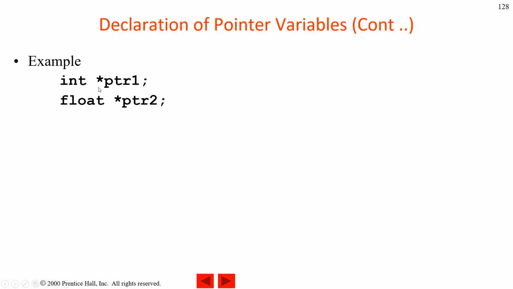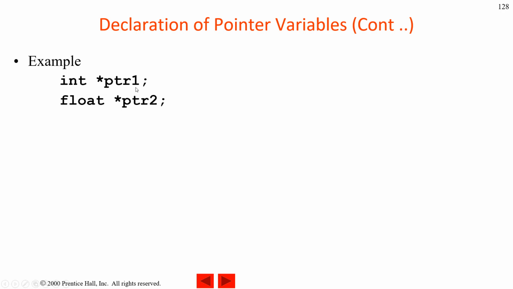Here I am defining the variable ptr1, and this asterisk denotes that this variable is a pointer variable, and int means ptr1 is a variable that will contain the address of a location that can contain an int. So there will be some int variable, some place where we can store an int, and its address can be stored in ptr1.